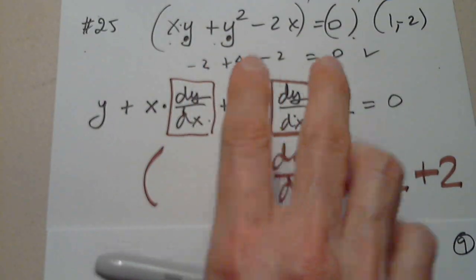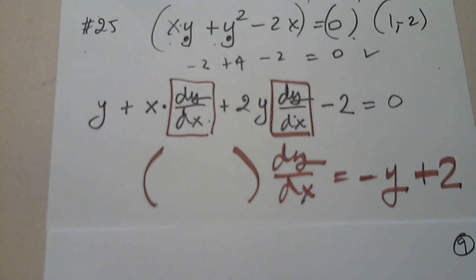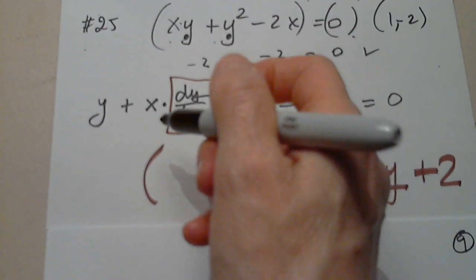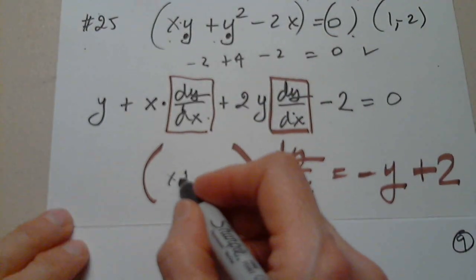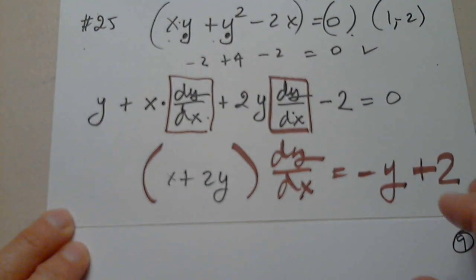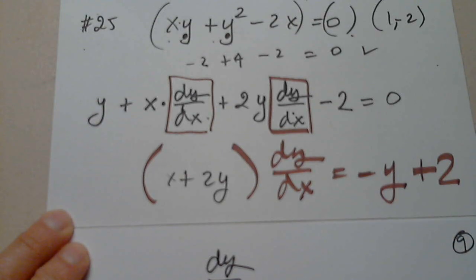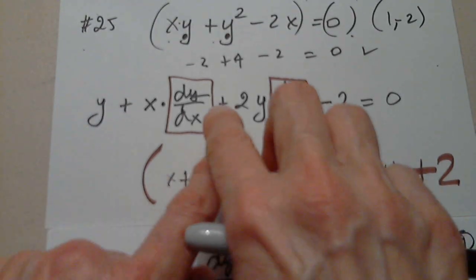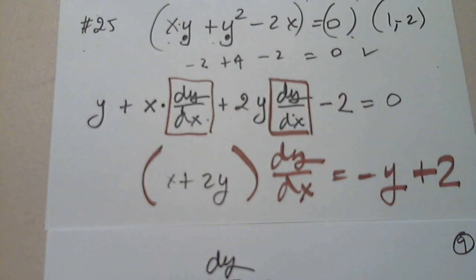So from these two terms, I factored out dy over dx. So what do I have in parentheses? Just 2y x? x plus 2y. x plus 2y, indeed. So now finally we have to solve this for dy over dx. You understand that after we differentiated, this is just algebra, it's just a linear equation in dy over dx.